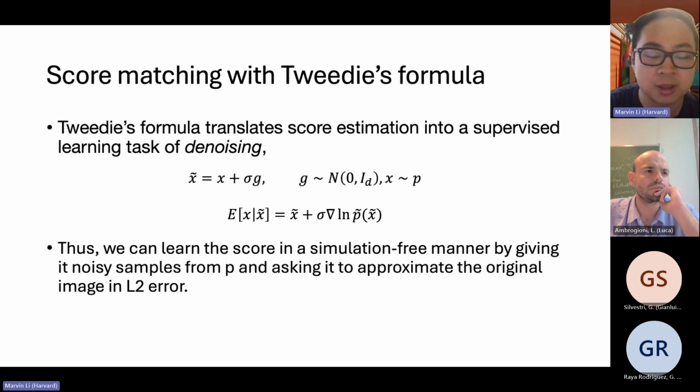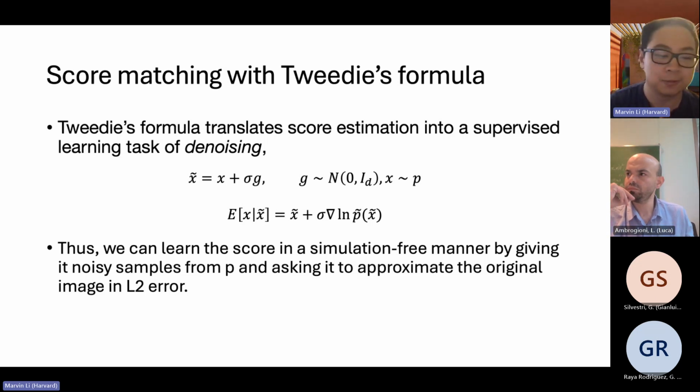That moves you closer. You include some small term, which is just the score. Now, what this tells you is that if you want to learn the score, what you can just end up doing is asking it to minimize the expected L2 error of this denoising problem. So you give the model some noisy sample, and you ask it to generate the denoised sample, and you want it to approximate the original image in L2 error.